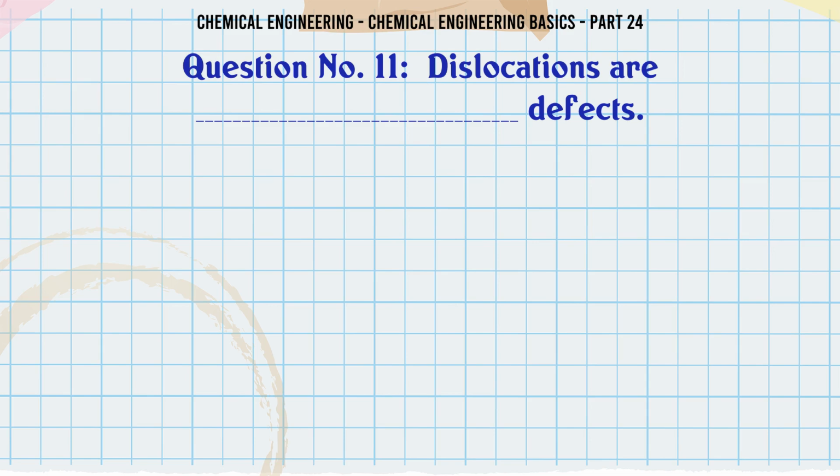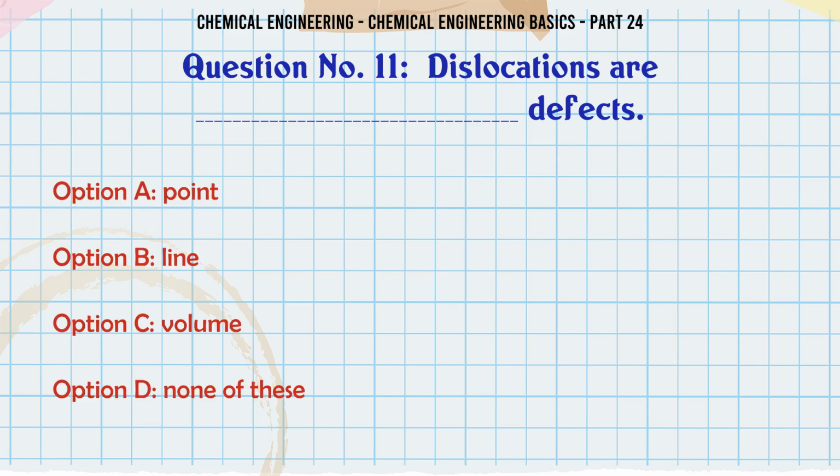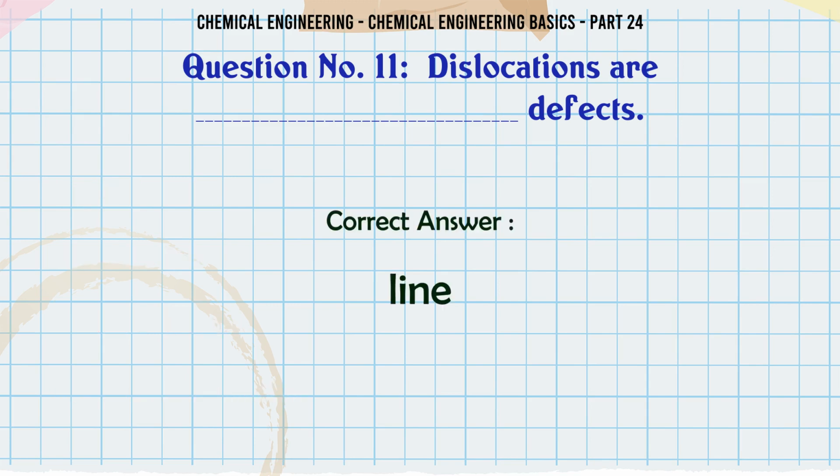Dislocations are ___ defects. A. Point. B. Line. C. Volume. D. None of these. The correct answer is line.